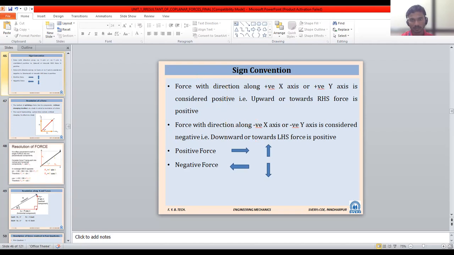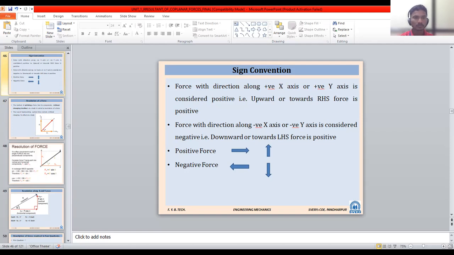Such things we have discussed yesterday. So you should be able to tell in the first quadrant what is the sign of the x and y component, in the second quadrant, in the third quadrant and in the fourth quadrant. No more explanation is required regarding this. So forces in different quadrants are shown just in front of you.